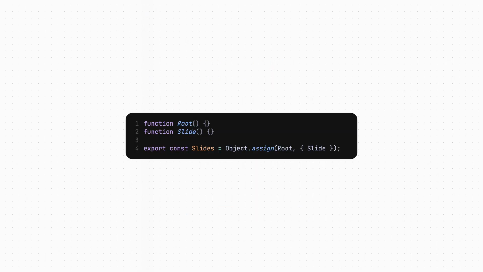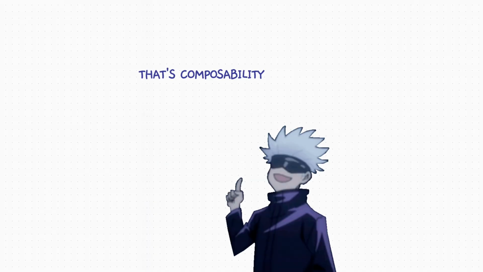And finally, if you're building compound components yourself, this little trick will clean things up nicely. Use Object.assign to merge subcomponents onto a single export. Now you get a beautiful API like Slides.Slide without sacrificing structure or reusability. That's composability. More flexible, more powerful, and way more scalable than bloated prop-heavy components.